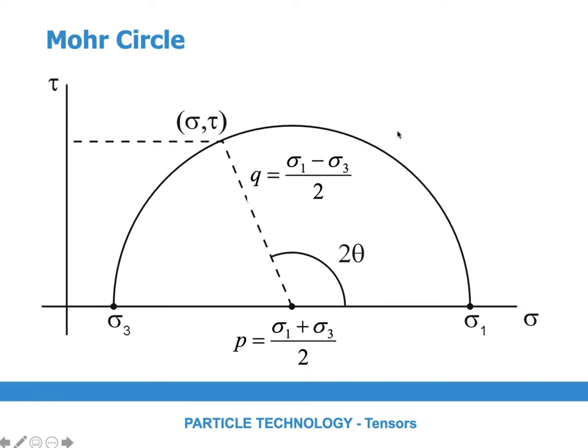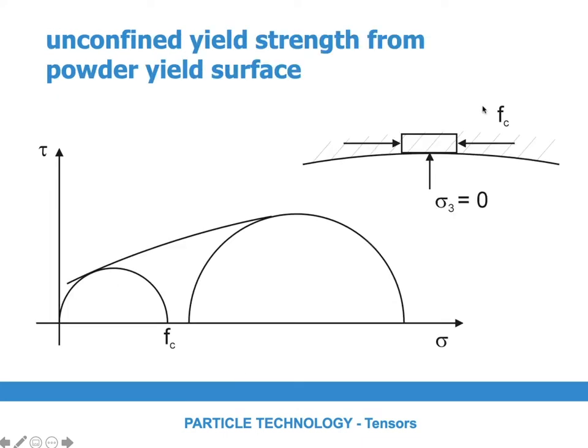In geotechnique books, people are using P and Q. We were using M and R, middle point and radius. P is hydrostatic pressure. Q is the norm of the shear stress.